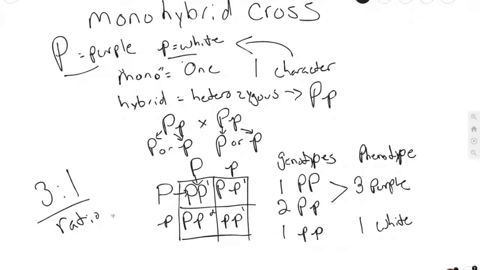This is the standard expected phenotypic ratio for all monohybrid crosses. So anytime you see a monohybrid cross, you should expect the outcome to be 3 of the dominant trait, which in this case is purple, and 1 of the recessive trait, which in this case is white.